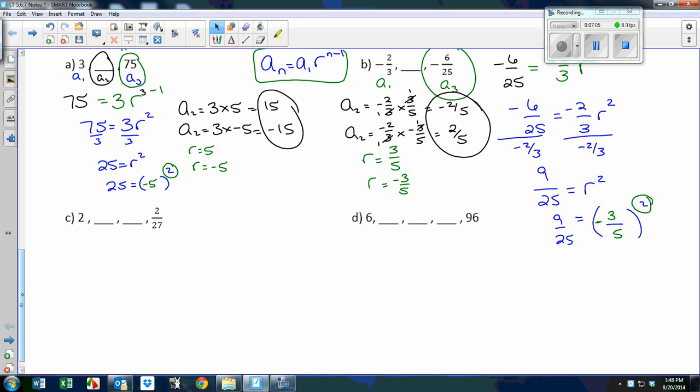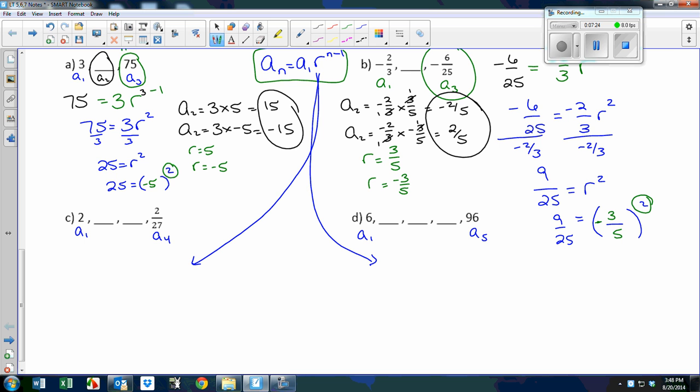All right, last two. In C, we're given the first term and the fourth term. In D, we're given the first term and the fifth term. So the only thing that's going to change in our process of using the formula here and here is that the n that goes with the fourth term or the fifth term is just going to be a little bit different. So I'm going to set these both up to start with.